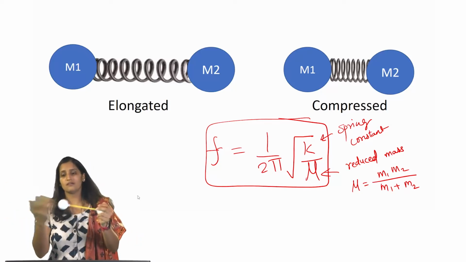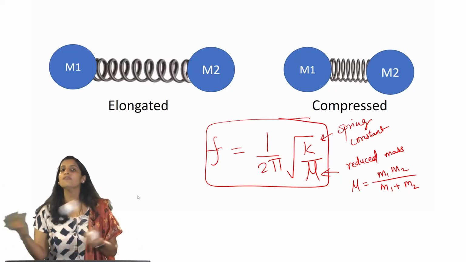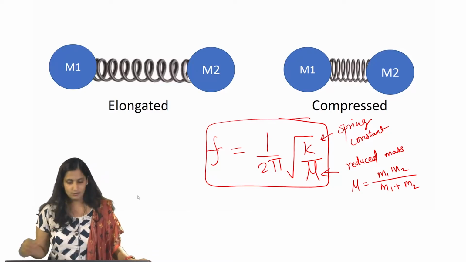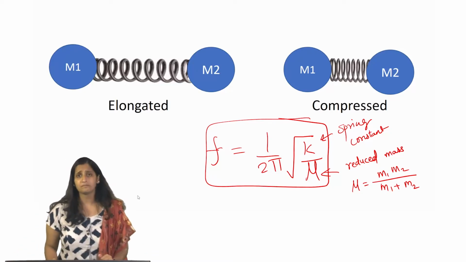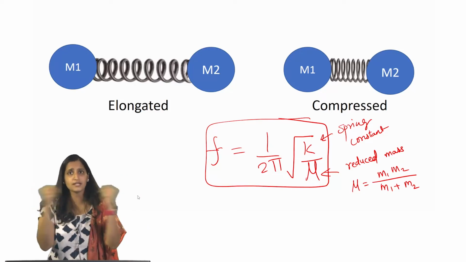For carbon, I would say one of them has a much higher mass than the other, so that one would be 12 as compared to hydrogen on the other end. Okay. Now, remember, these are not the only kind of motion that these two can do.